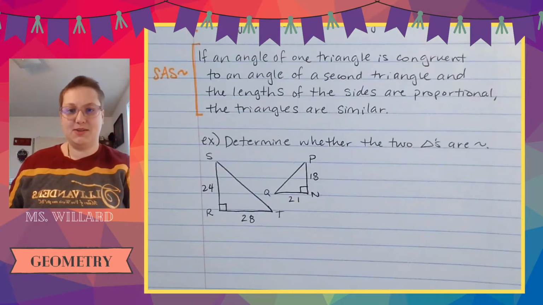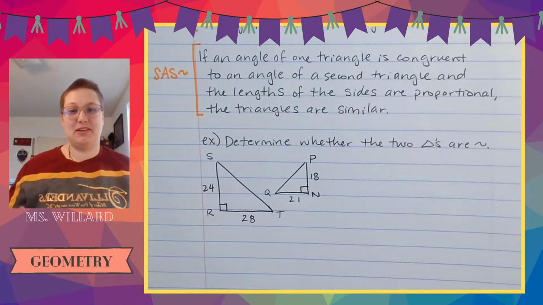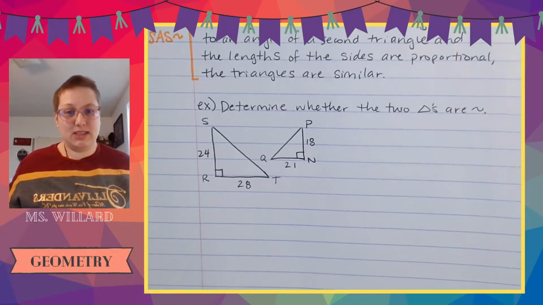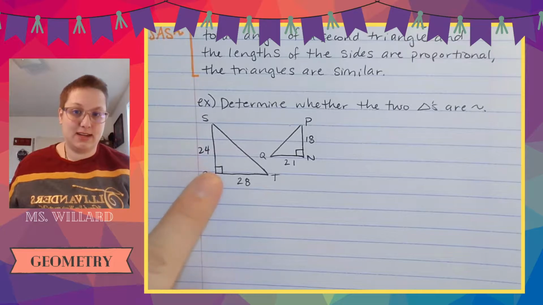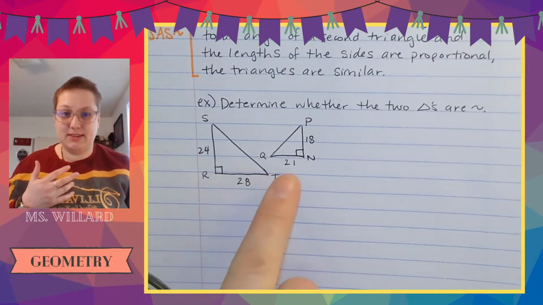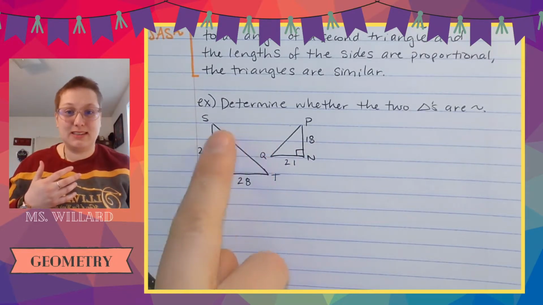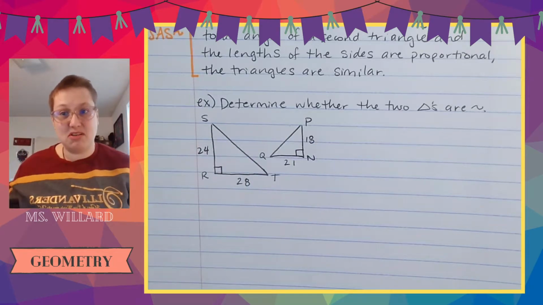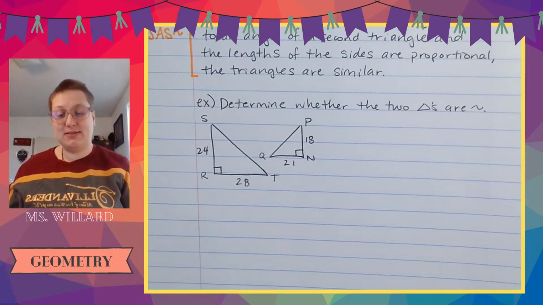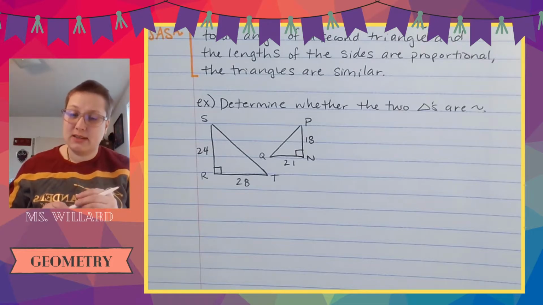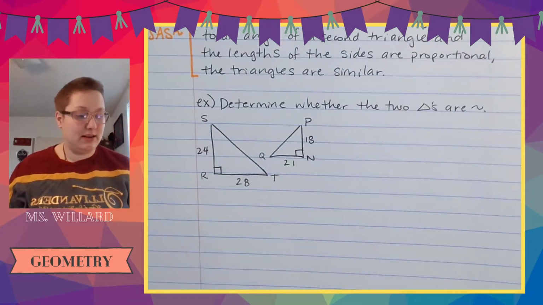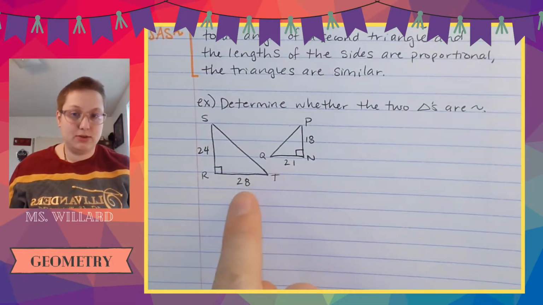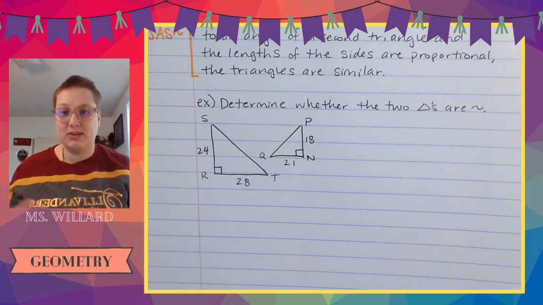So let's use them. I'm given these two triangles and I want to figure out if they're similar. Well, I already see that I have a side-angle-side situation going, because I have a side, an angle, and a side. I don't know anything about this side or those angles. So I'm going to see if the side-angle-side similarity theorem works, which means I need to figure out if this ratio and this ratio are the same.